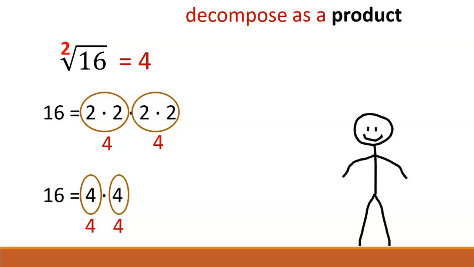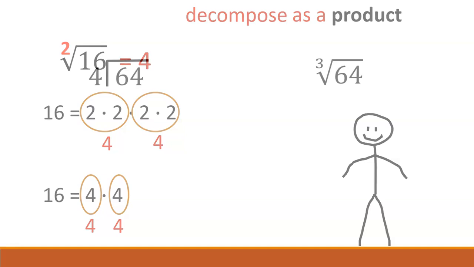So you can see that both division and roots involve decomposing a number. But with division, we decompose as a sum, and with roots, we decompose as a product. Now let's look at a couple more examples just to make sure we've got this.